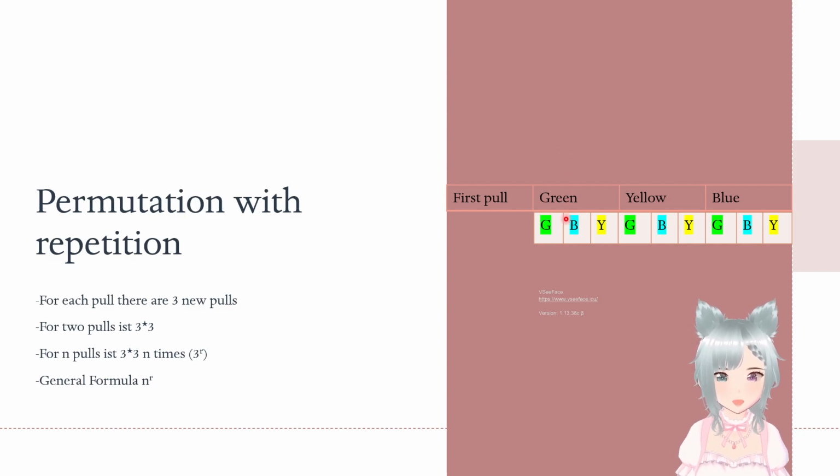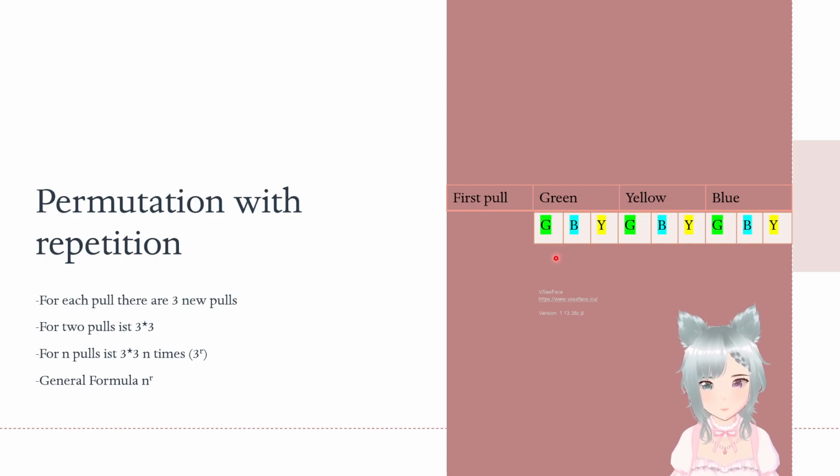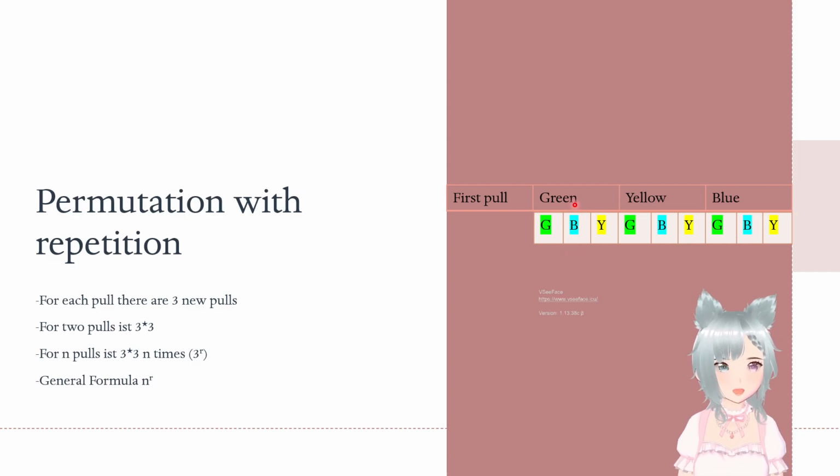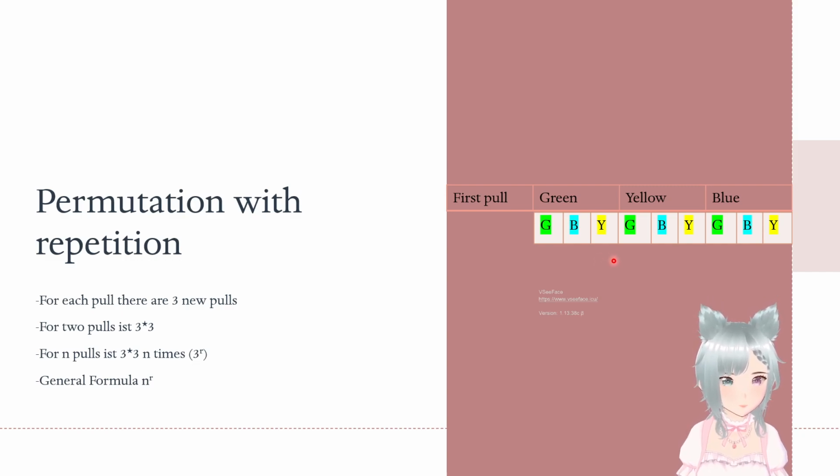So, for example, after the second pull, we can again either draw the green, the blue, or the yellow one. So here, after green, green, we can either pull green, blue, or yellow. After green, blue, we can either draw green, blue, or yellow. And after green, yellow, we can either draw the green one, the blue one, or the yellow one.